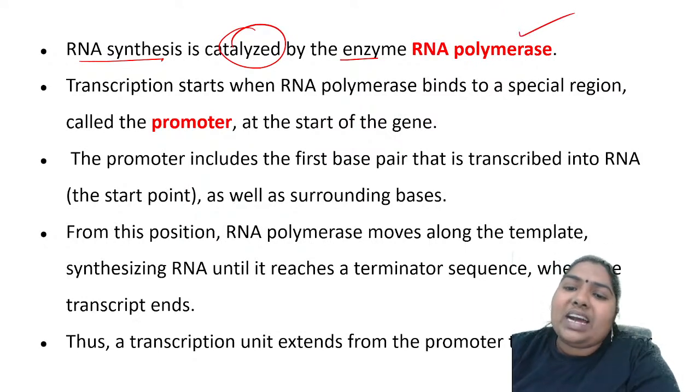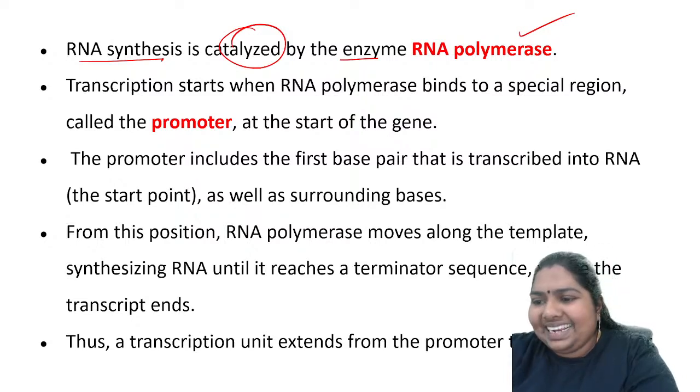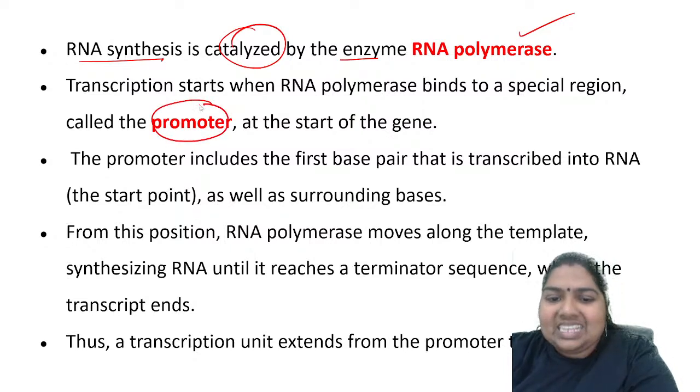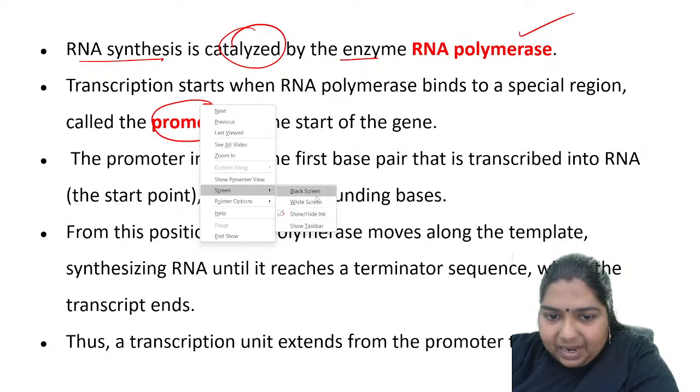Okay. So where should my RNA polymerase bind? Can it bind anywhere? No. It is binding to a specific region. So that is what is called the promoter. Okay. So where my RNA polymerase is binding, it is binding to the promoter.